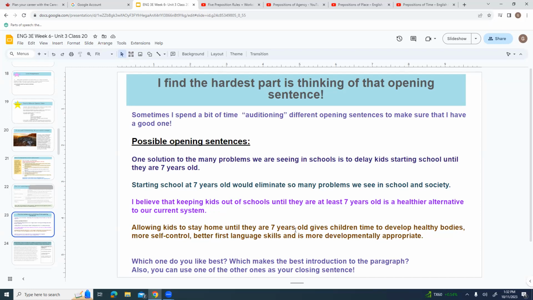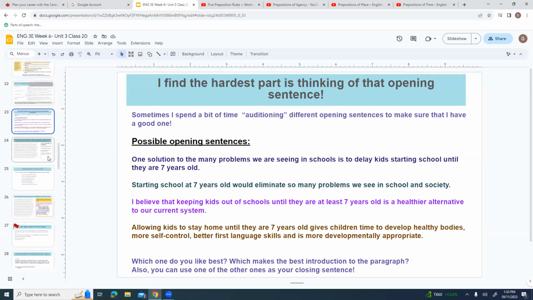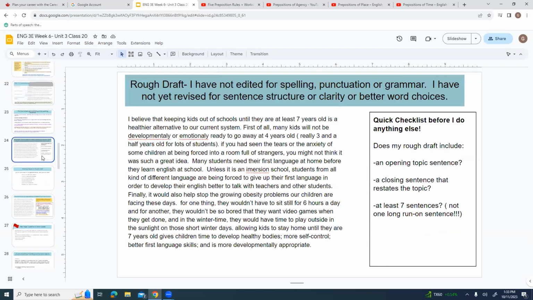Allowing kids to stay home until they are 7 years old gives children time to develop healthy bodies, more self-control, better first language skills, and is more developmentally appropriate. I feel like that's a good one for either beginning or for ending with, because I think it really summarizes things nicely. I'm inclined to say the end. What did I use? Okay, I use this one. I believe that keeping kids out of schools until they're at least 7 years old is a healthier alternative to our current system. I like it because it's not overstating the case and the emphasis on healthy.